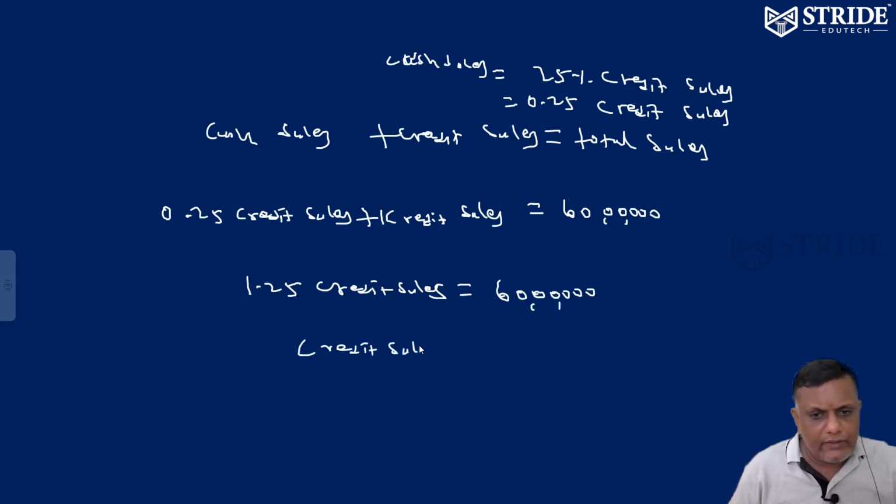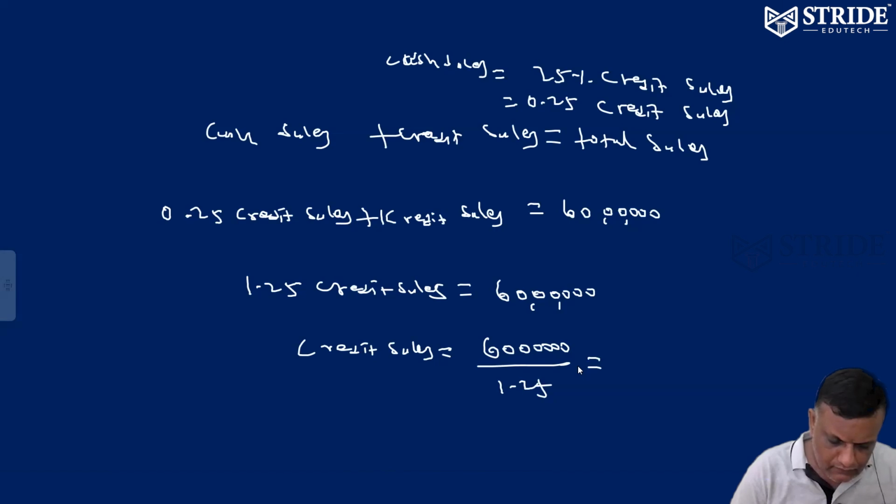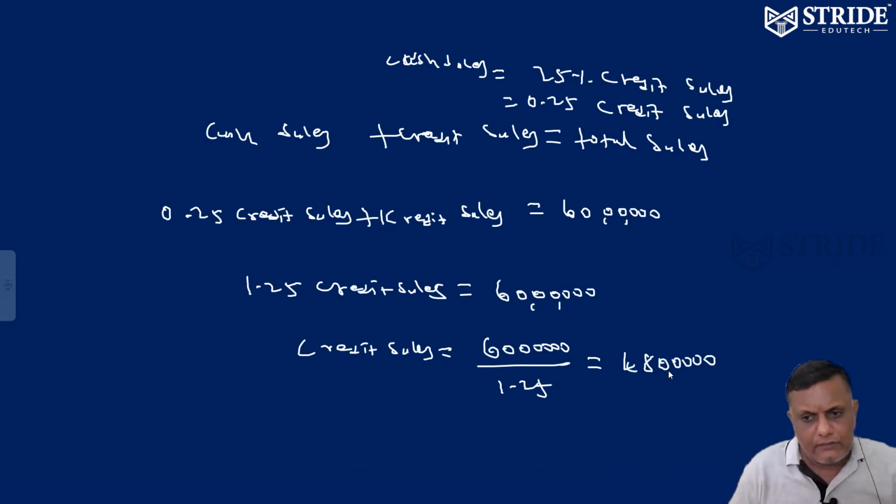So credit sales is equivalent to 60 lakhs by 1.25. How much? 48 lakhs. So credit sales is 48 lakhs.